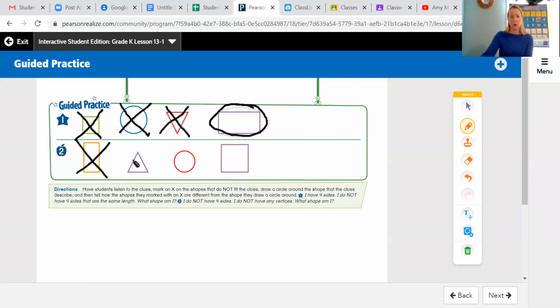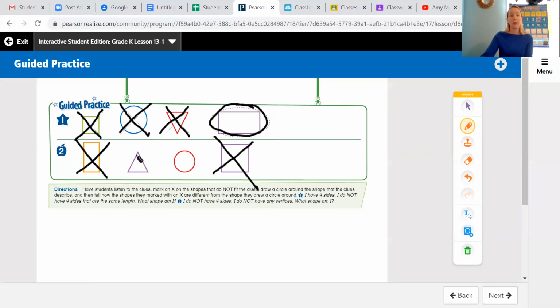Let's look at this triangle. 1, 2, 3. He has 3 sides. That's not 4, so let's leave him alone right now. The circle. Does he have 4 sides? Nope, he doesn't have any sides. He is curved. Let's look at our square. Let's count the sides. 1, 2, 3, 4. He has 4 sides, so we will cross him out because the first clue is I do not have 4 sides.